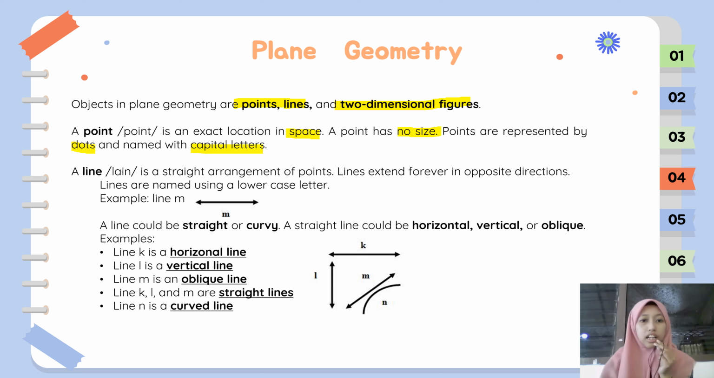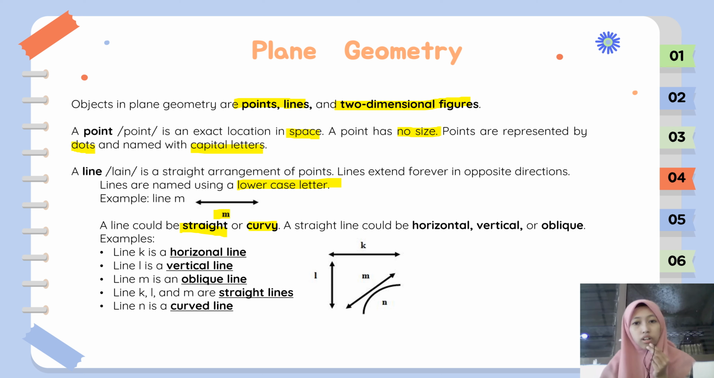A line is a straight range of points. A line extends forever in opposite directions. Lines are named using a lowercase letter. For example, line M. This is the picture and this is the line M. Okay, the next is a line can be straight or curvy.